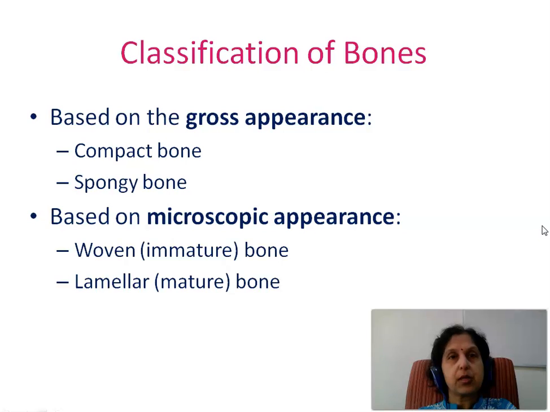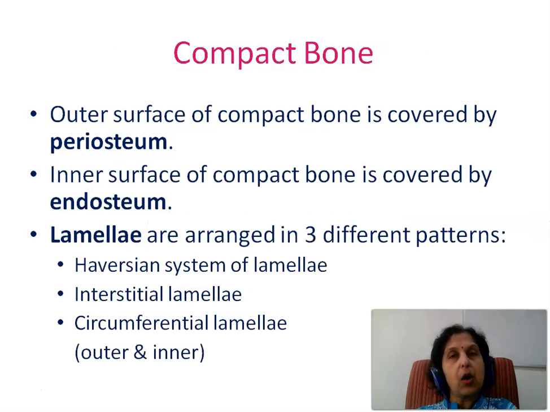Classification of bones. Based on the gross appearance, bones are classified as compact bone and spongy bone. Based on microscopic appearance, they are classified as woven or immature bone and lamellar or mature bone. Compact bone. Outer surface of the compact bone is covered by periosteum. Inner surface of compact bone is covered by endosteum.